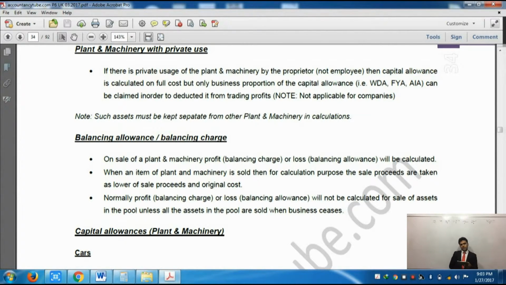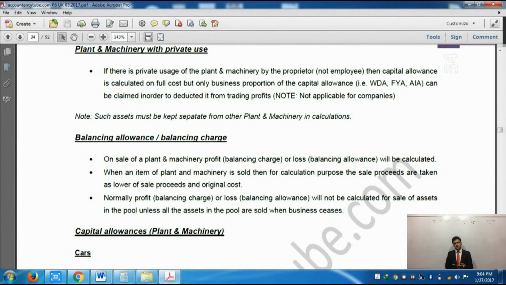Now, could you please tell me the logic behind it, not applicable for companies? Say for example, who are the owners of the company? Are directors the owners of the company? No, directors are employees of the company. They are just working for the company. Who are the owners then? Yes, you're right, shareholders. Shareholders are the owners of the company.